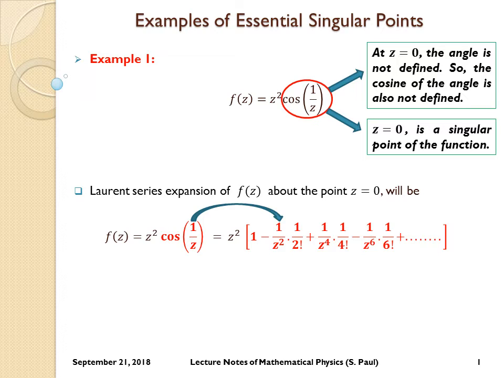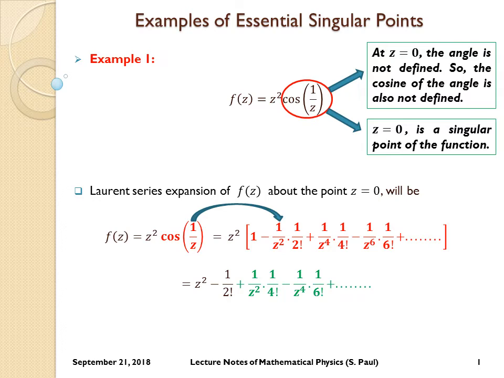Now multiplying z square with the entire expansion of cos of 1 by z, we get the Laurent series expansion of the given function about z equal to 0. The Laurent series expansion comes out to be z square minus 1 by 2 factorial plus 1 by z square into 1 by 4 factorial minus 1 by z to the power 4 into 1 by 6 factorial and so on.